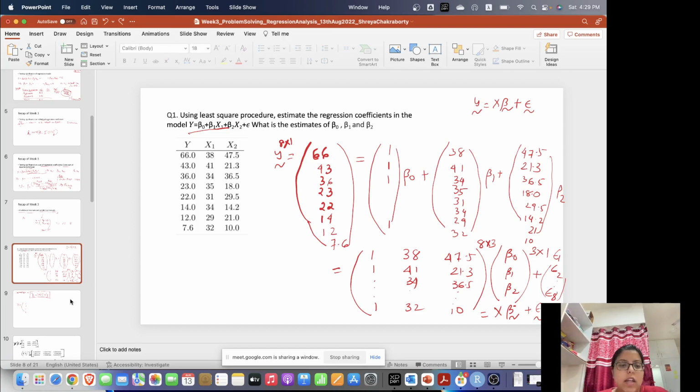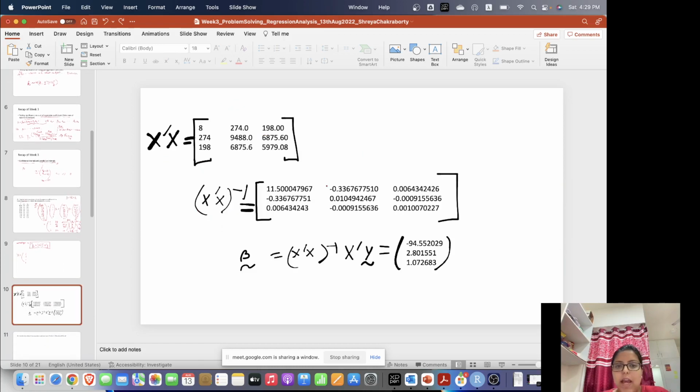Okay, so inverse calculation I think will take a lot of time. You can just match it with what I've written over here. I'll post these slides. You just check it and see if it matches or not. Our X transpose X, see X was an 8 cross 3 matrix, right? So X transpose would be a 3 cross 8 into an 8 cross 3. So ultimately we have a 3 cross 3 matrix. X transpose X inverse will be something like this. This will also be a 3 cross 3 matrix. And finally my beta hat would come out as this one.